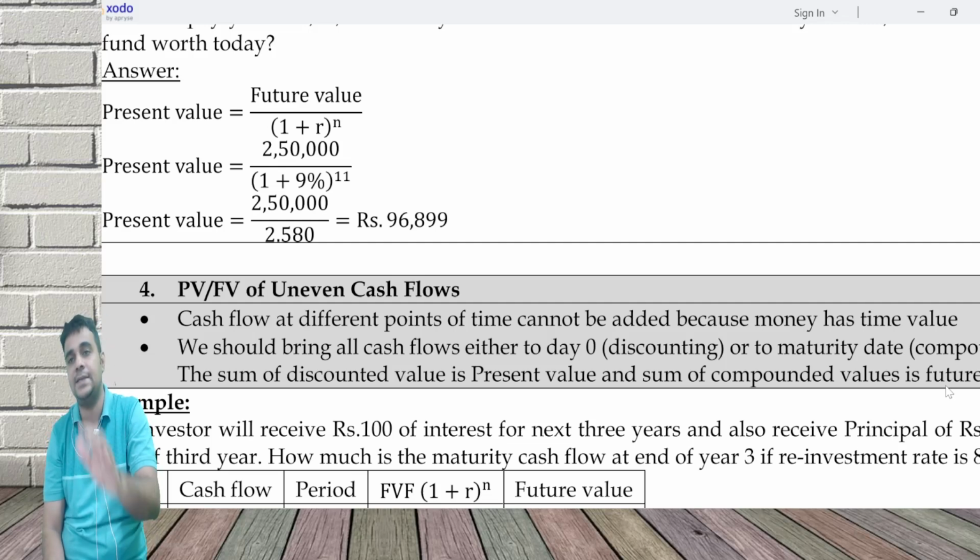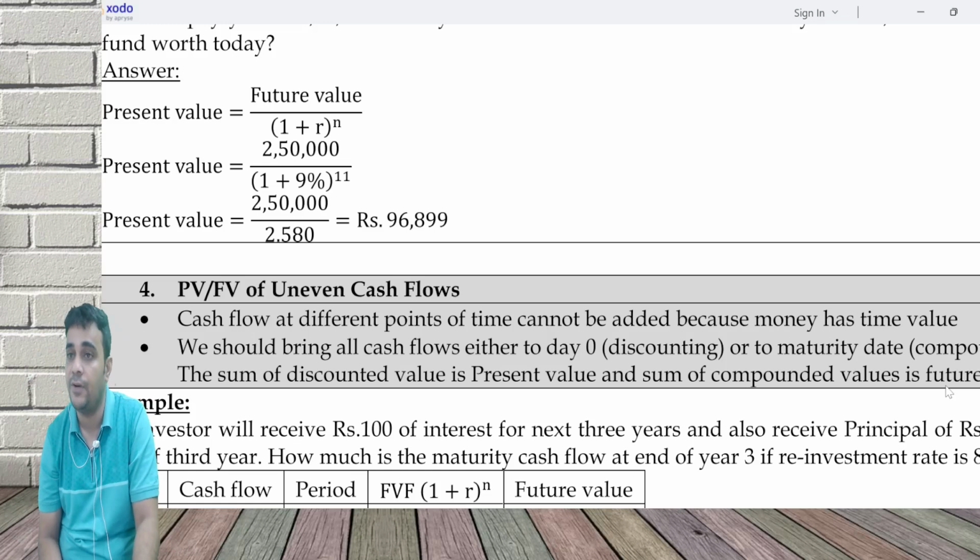So I'm saying the basic thing is you can do it this way, you can do the division way, you can do the multiplication way, you can do it through present value factors, you can do it through future value factors. In the end, my answer is going to remain the same, whichever approach I use. Clear? Any doubts on this? Done?